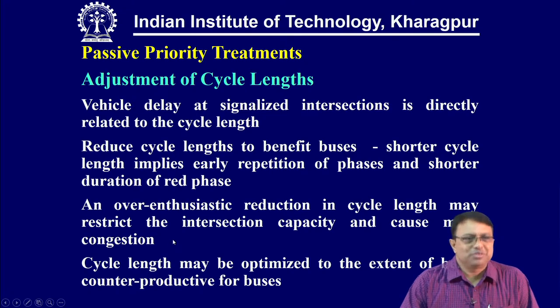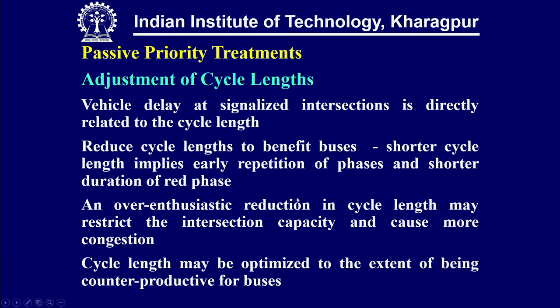But then there is also a negative impact, like if you are over enthusiastic and keep reducing, and you start to operate too many small cycles, then there are again negative impacts because that may restrict the intersection capacity and cause more congestion, because you have to handle it in the beginning itself.